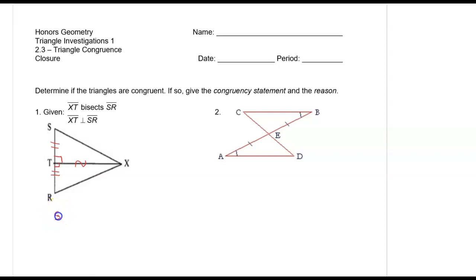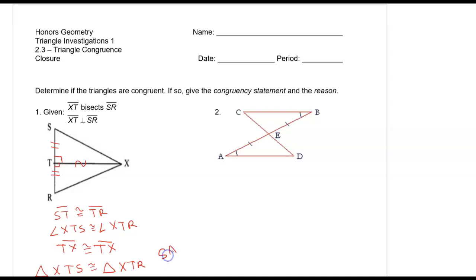We know that ST is congruent to TR. We know that the right angles are congruent. XTS is a right angle. It's congruent to XTR. And then by reflexive property, TX is congruent to itself. So that means these triangles are congruent. So XTS, the triangle on the top, is congruent to XTR, the triangle on the bottom. And the method by which I'm showing this is side angle side.